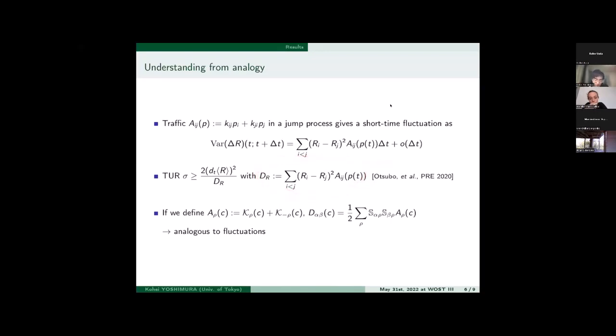So if one defines a kind of traffic for chemical reaction networks by summing K-rho and K-minus-rho, then one can write the diffusion coefficient matrix using this kind of traffic. So this is analogous to the fluctuations in jump processes. This is a very analogical discussion.